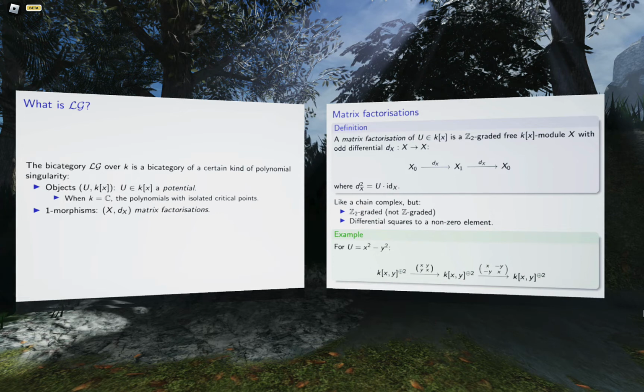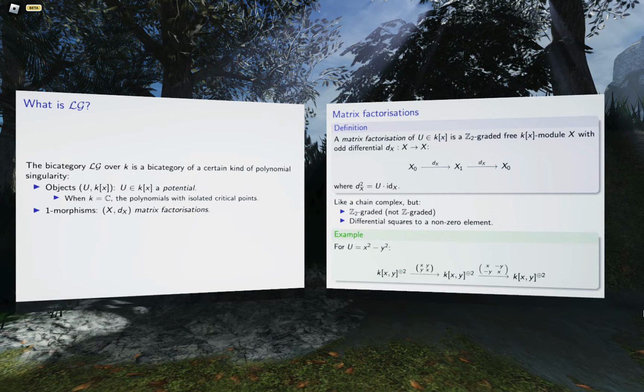You can think about matrix factorizations in exactly the same way as chain complexes, with two key differences. So they are Z2 graded rather than being Z graded. And their differential squares to something which is non-zero rather than squaring to zero. If we take a quick example, right, we have a polynomial u equals x squared minus y squared.